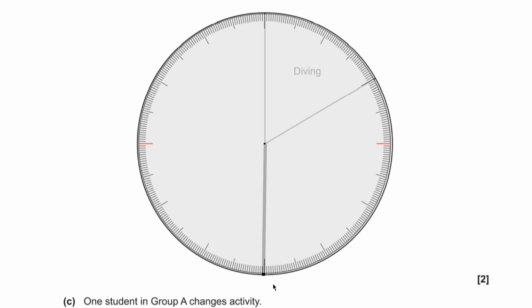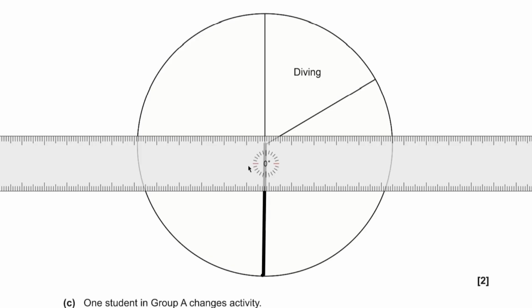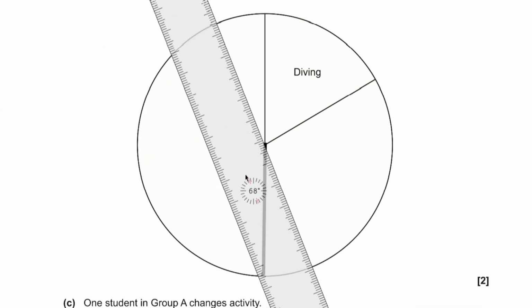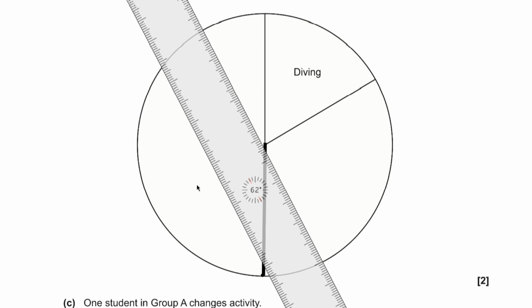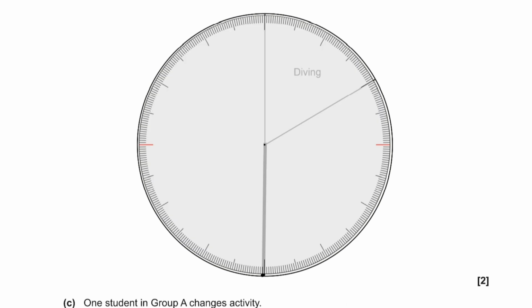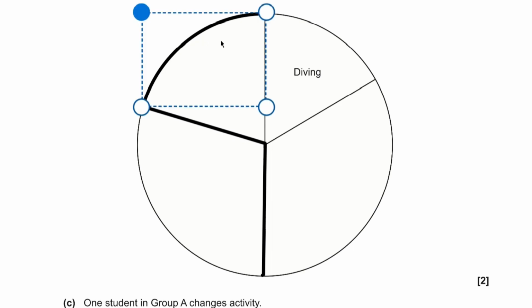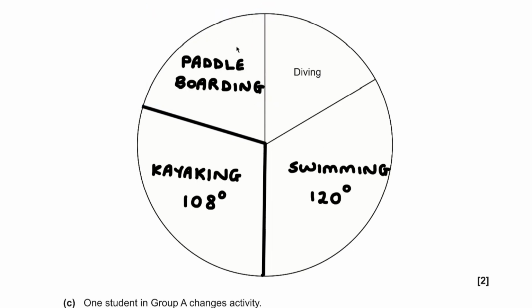so if I do 72 degrees for paddleboarding, 72 degrees is up to here. So here is my completed pie chart with the required angles.